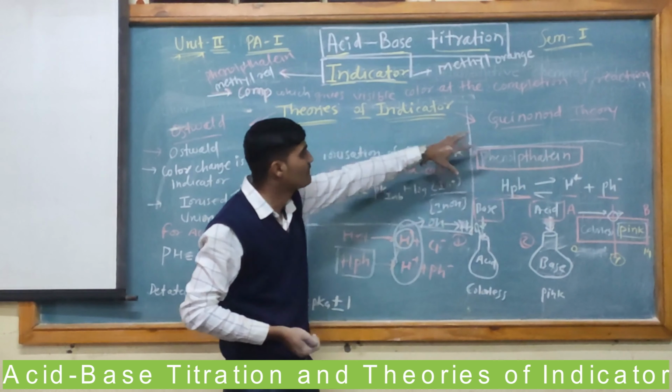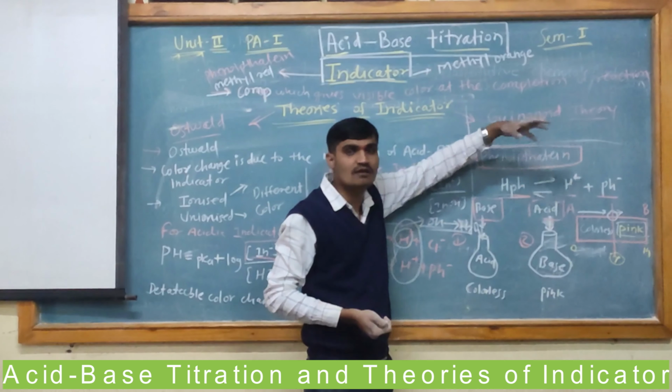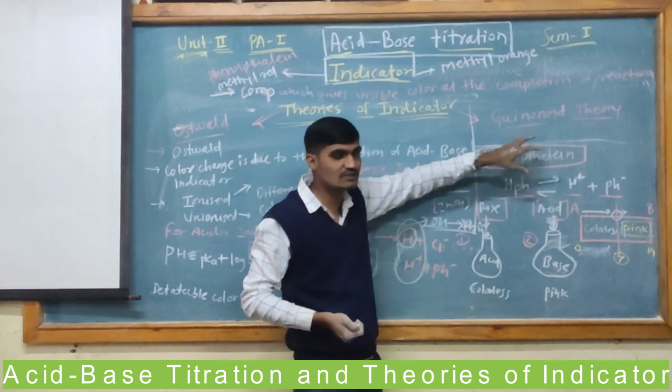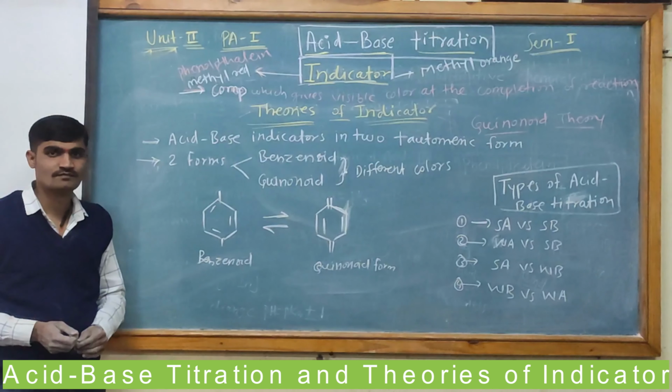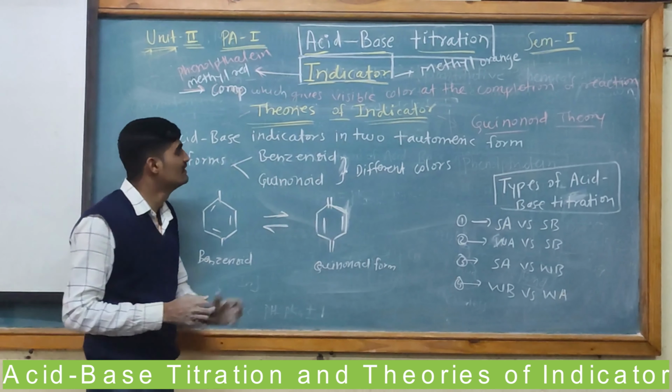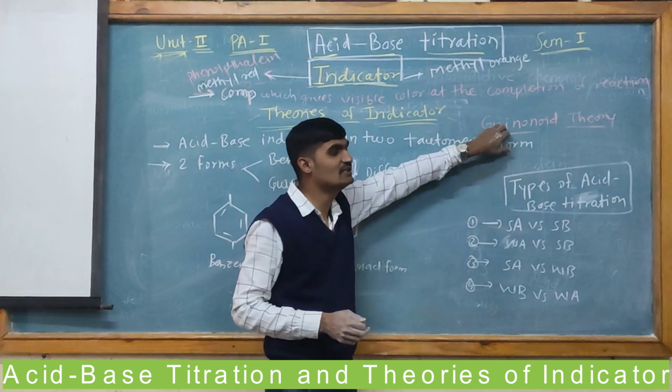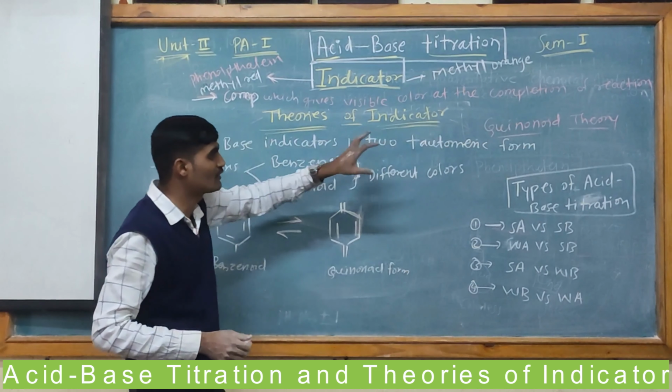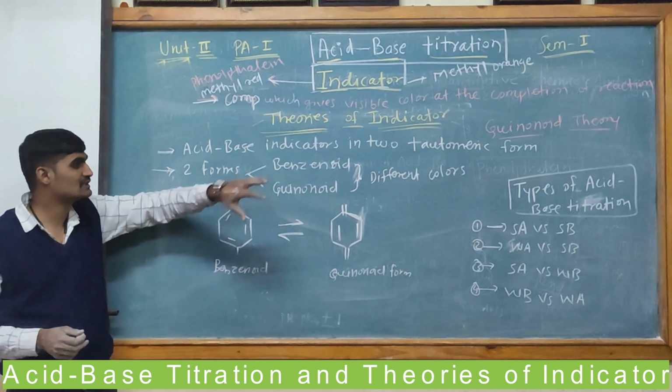Next we are going to study the quinonoid theory. What is the quinonoid theory? The second theory of indicators is the quinonoid theory. It is also called the resonance theory.